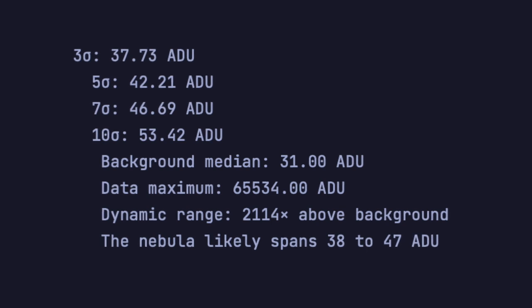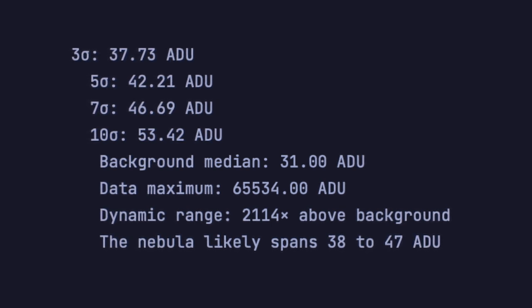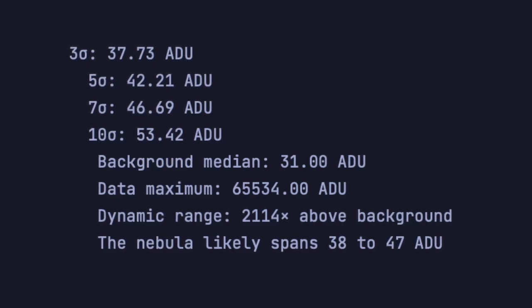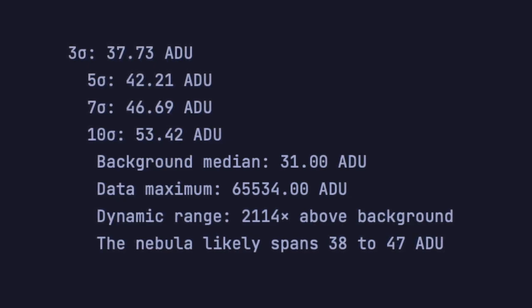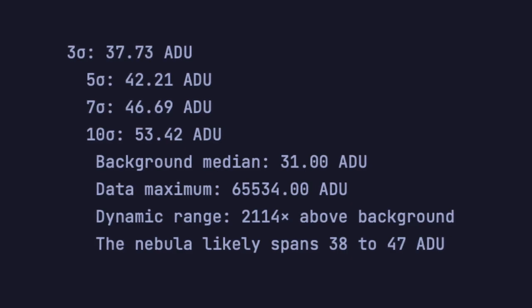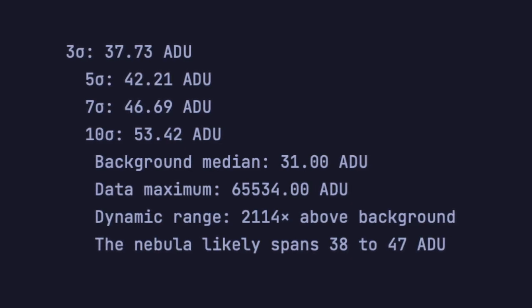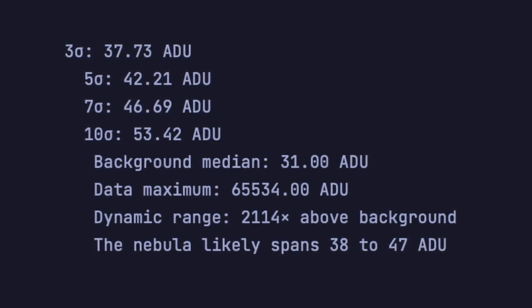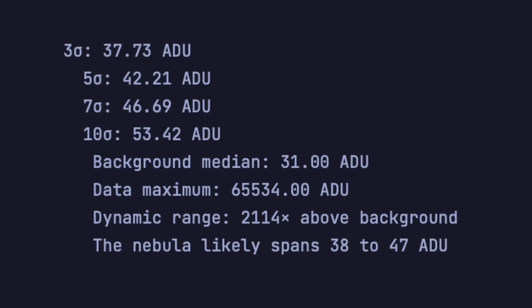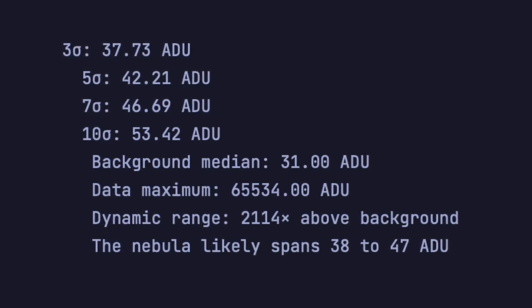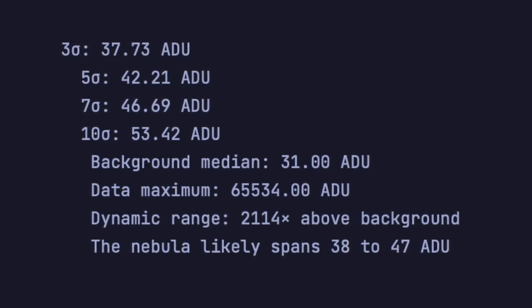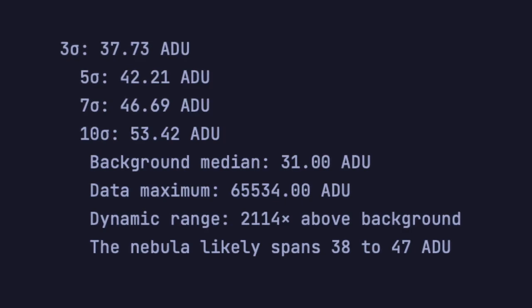Our background median is 31. A 3 sigma detection, the faintest we would actually trust, is only about 38 ADU. That's just 7 counts above the sky. But look at the dynamic range. Our brightest pixels hit 65,534. That's over 2,000 times brighter than the background.